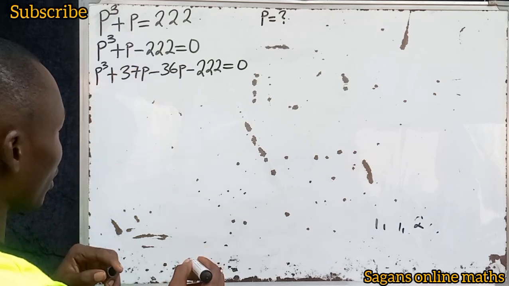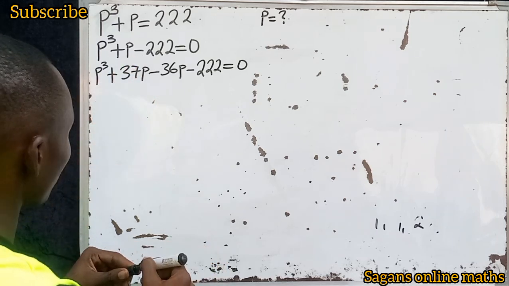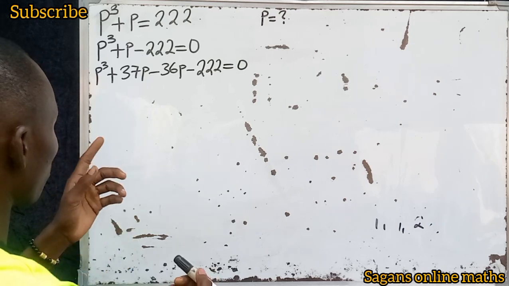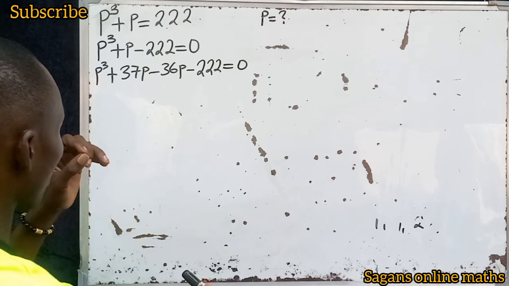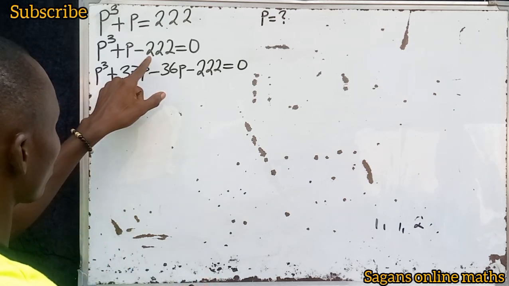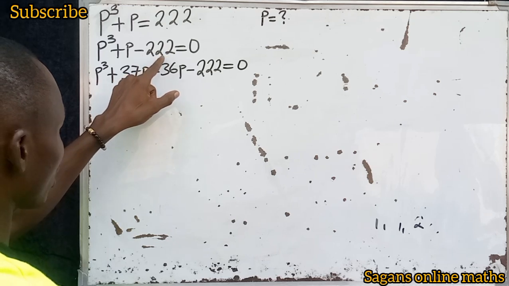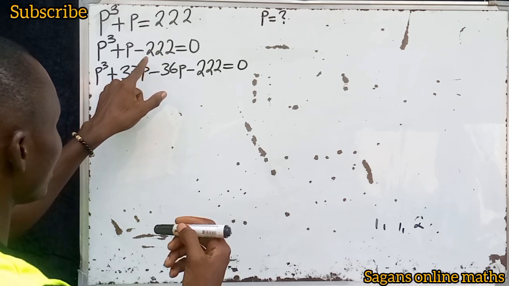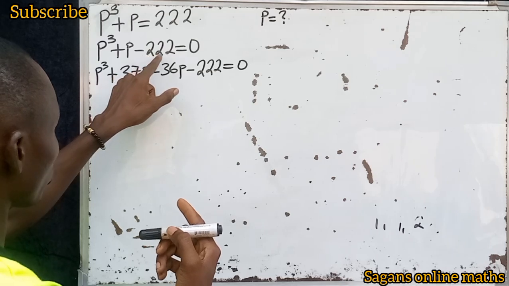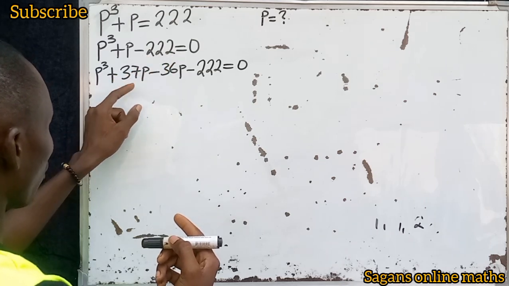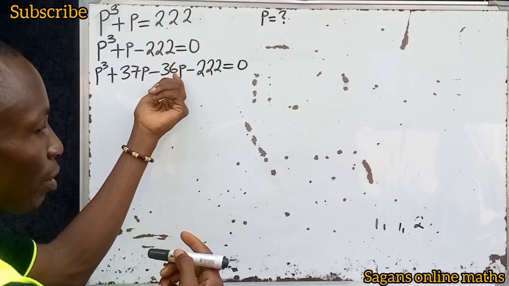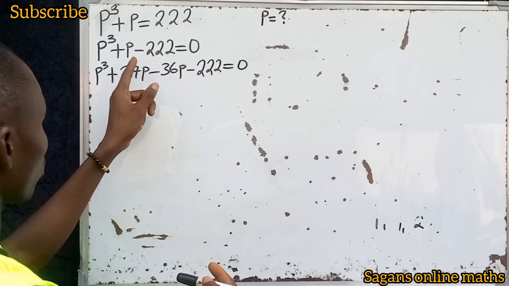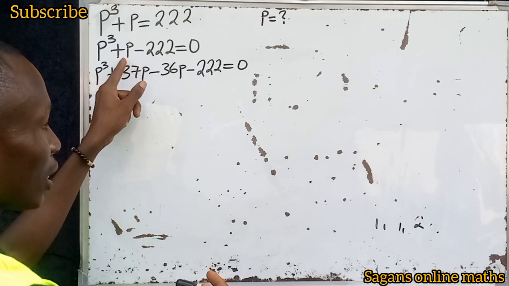Okay, that's amazing. I know people watching this video will say, sir, we also know that 4p minus 3p will give us p. But our problem is the factors of 222. Since 37 is a factor of 222, that's why we're using 37 and 36, and 36 is a perfect square. So 37 minus 36 gives us 1, which is the p we are seeing here.